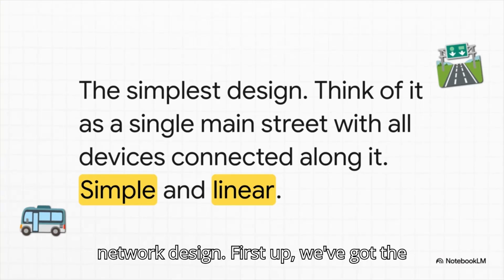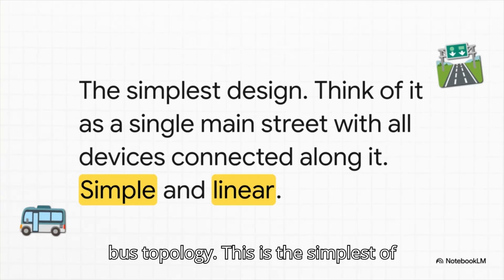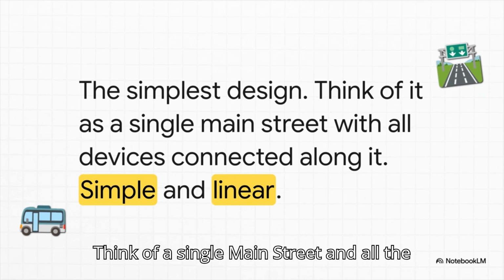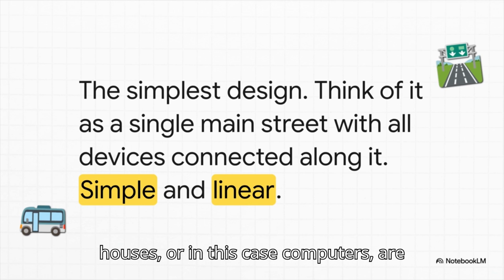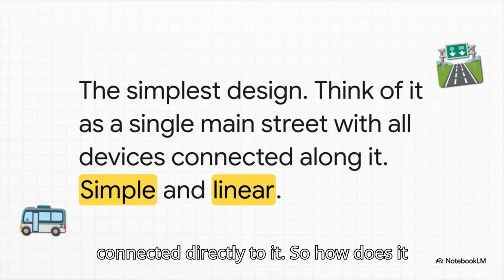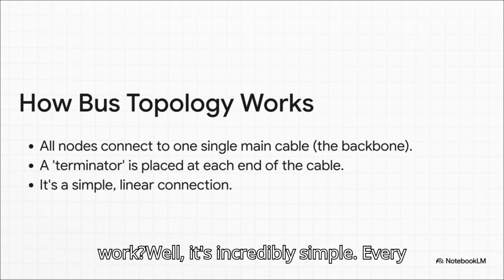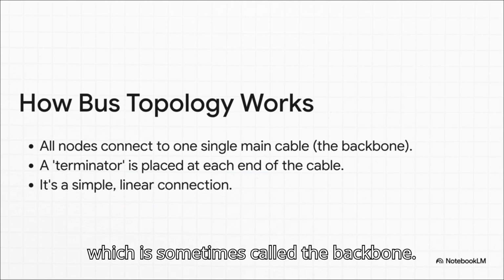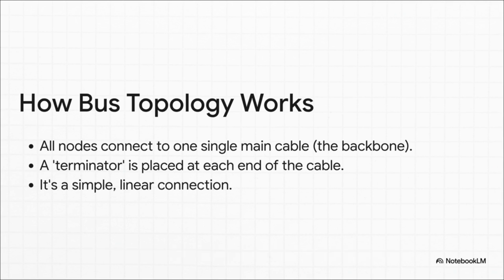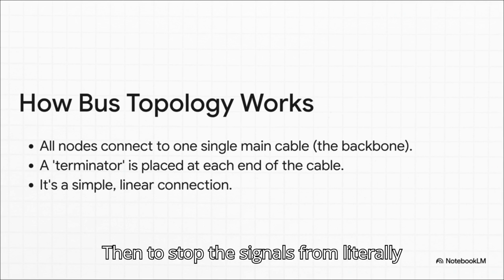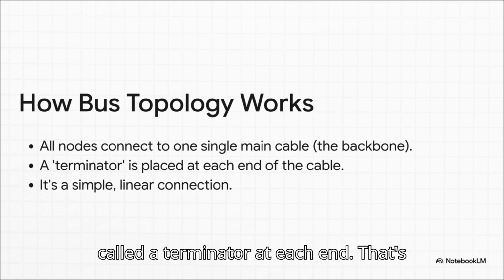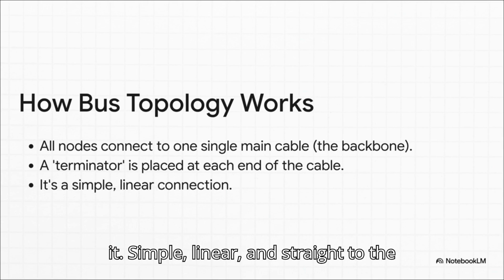First up, we've got the bus topology. This is the simplest of them all. The easiest way to picture it, think of a single main street and all the houses, or in this case computers, are connected directly to it. So how does it work? Well, it's incredibly simple. Every single device connects to one main cable, which is sometimes called the backbone. Then, to stop the signals from literally bouncing off the ends of the wire and causing chaos, they stick a little thing called a terminator at each end. That's it. Simple, linear, and straight to the point.